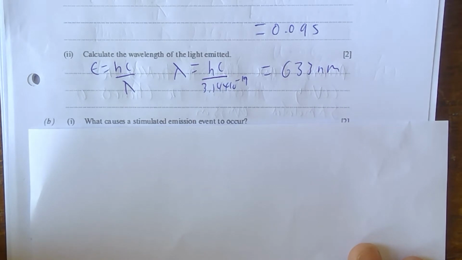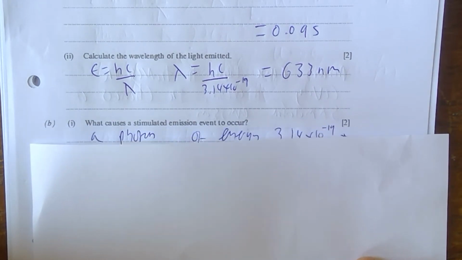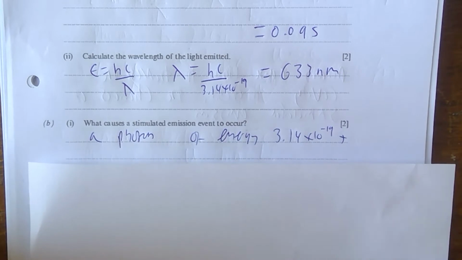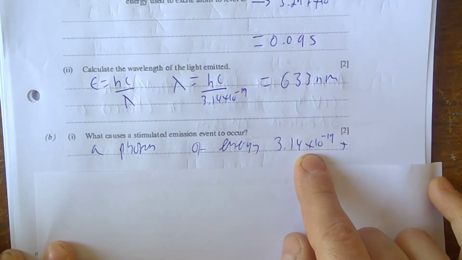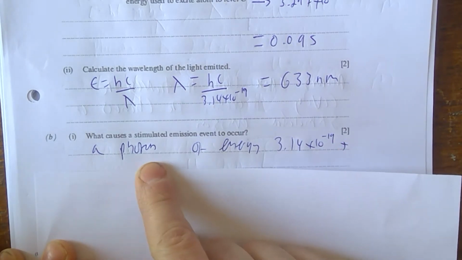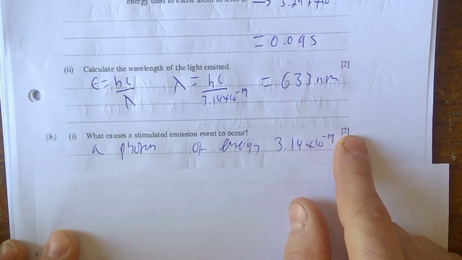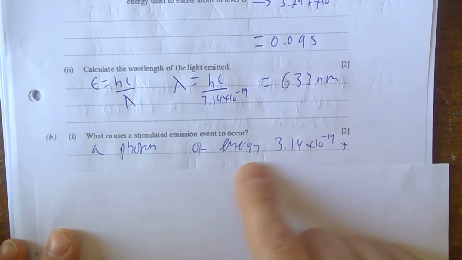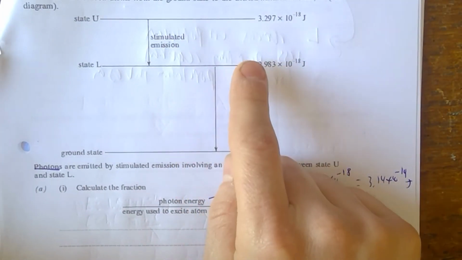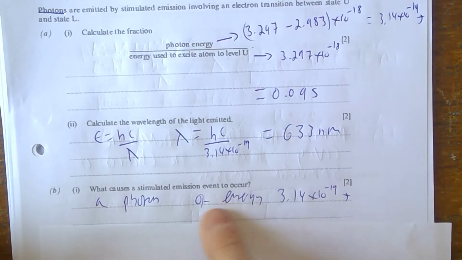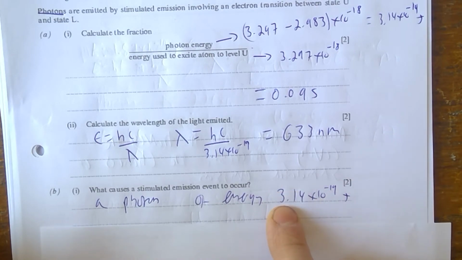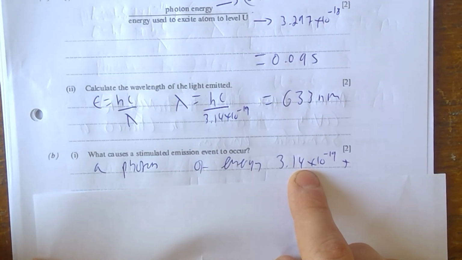What causes a stimulated emission event to occur? A photon of energy 3.14 times 10 to the minus 19 joules. Well, it's 2 marks. A photon causes stimulated emission, but we need a bit more detail. I've given my answer specifically for this here. You could talk a bit more generically, the idea that the photon needs an energy equal to the difference between the energy levels. In this case, it's that. It's the quickest and easiest way of writing down an answer that makes sense.